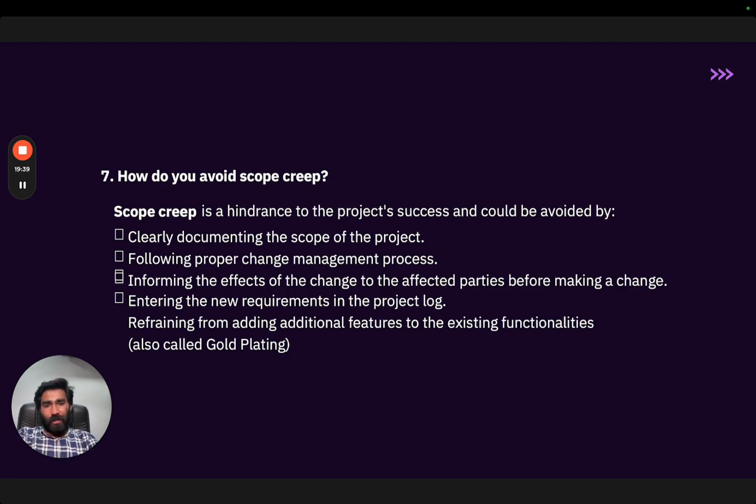Adding an additional feature to the existing functionality is also called gold plating. So this is just an add-on, you can use that in your answer.